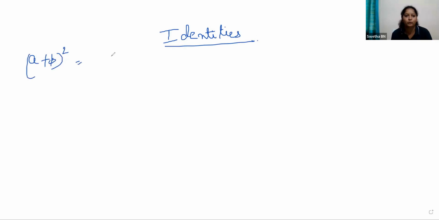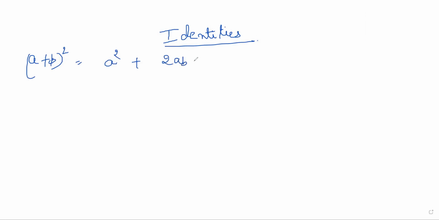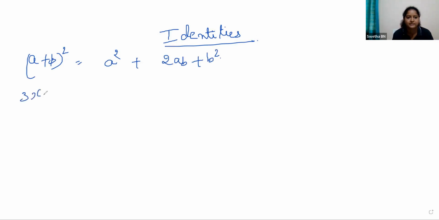Okay. (a plus b) whole square is equal to... Can you tell me the formula? Ma'am, a square plus 2ab plus b square. Okay. For example, if there is (3x plus y) whole square, right?